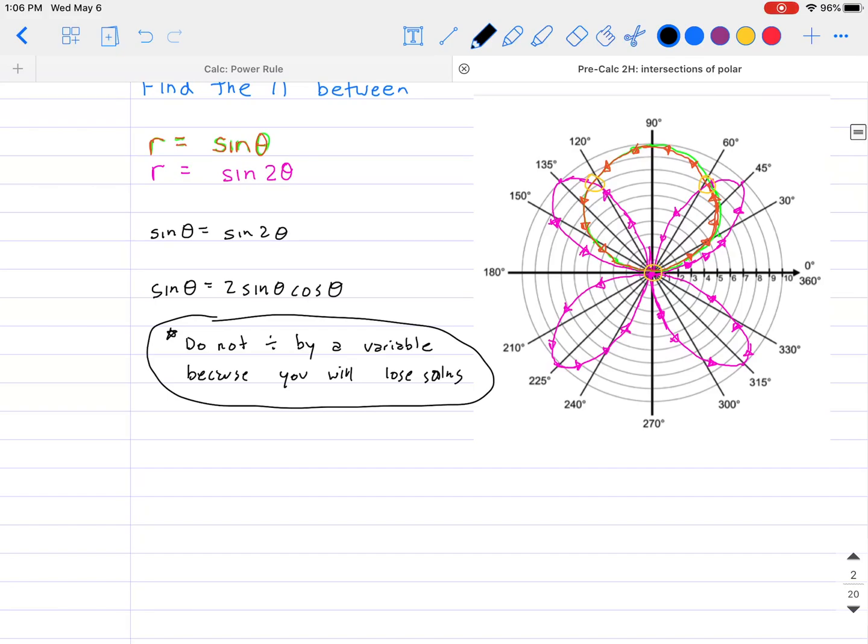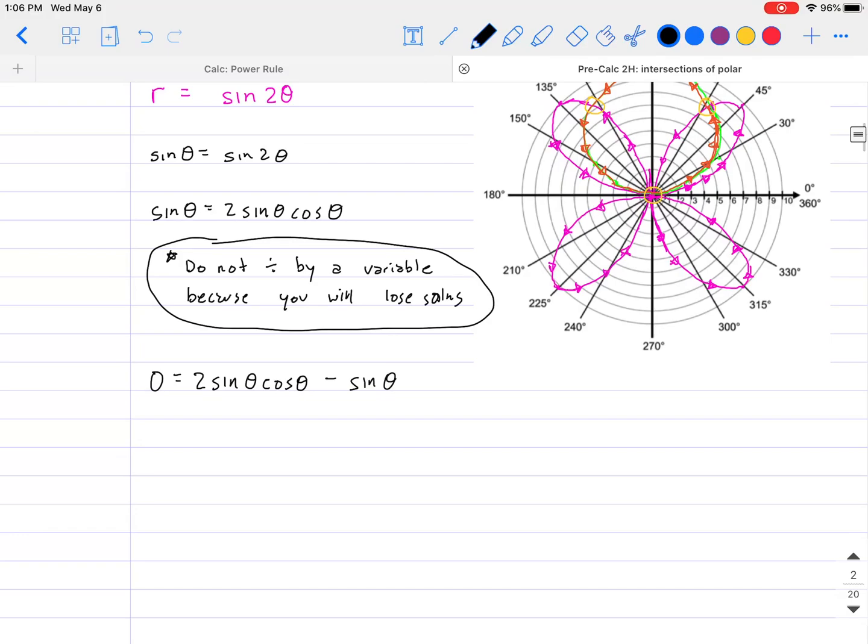So the way to remedy that is, again, thinking about quadratics, what we did earlier, we're going to set one side equal to 0 by moving the sine of theta onto the other side. So 0 is equal to 2 sine theta cosine theta minus sine of theta. So I'm just basically subtracting sine of theta to the other side then. And again, just like before, we're going to factor out what they have in common. So 0 is equal to sine of theta multiplied by 2 cosine of theta minus 1.